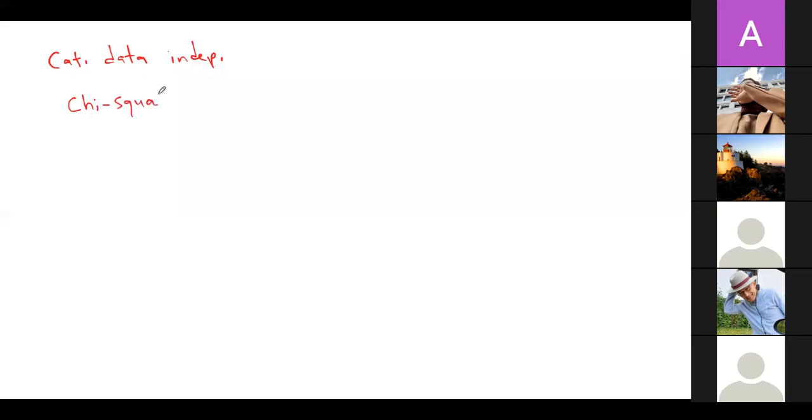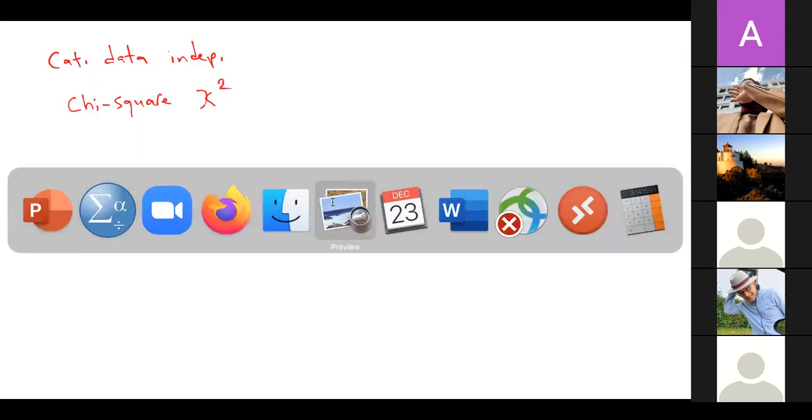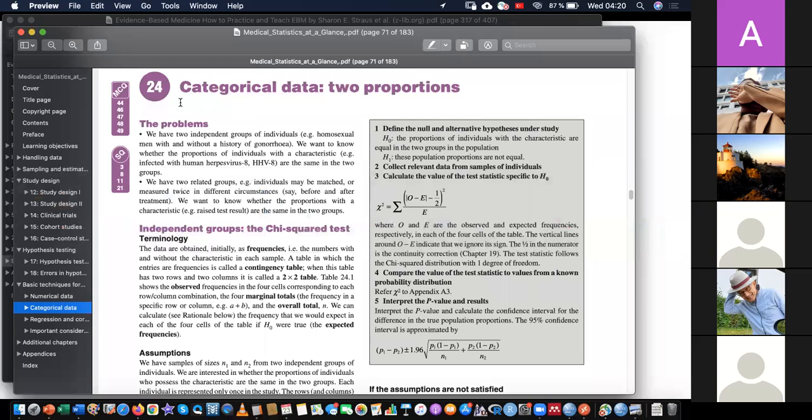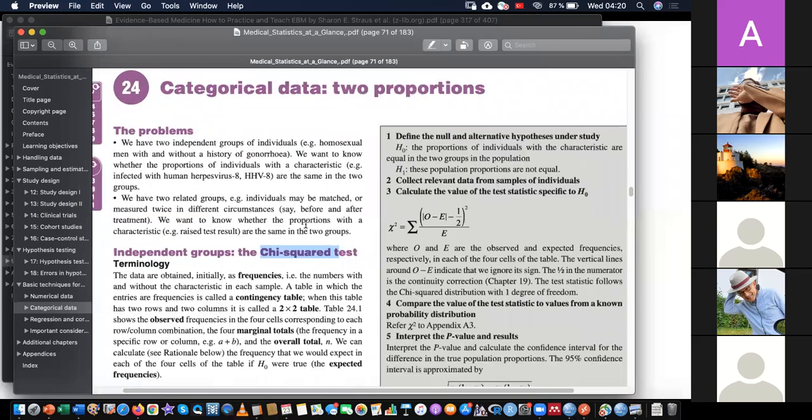Chi-square. And this is the Greek letter chi. It looks like X, but it is not X. Chi-square test. Okay, let us read from the book. What is this chi-square? Categorical data, two proportions, or even more than two proportions, you do the chi-square test.